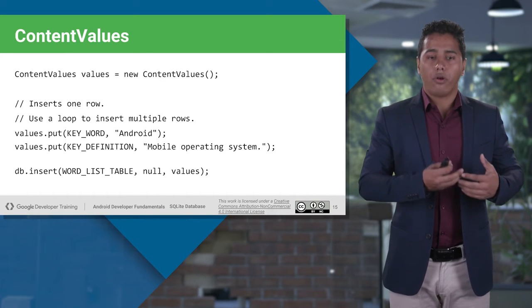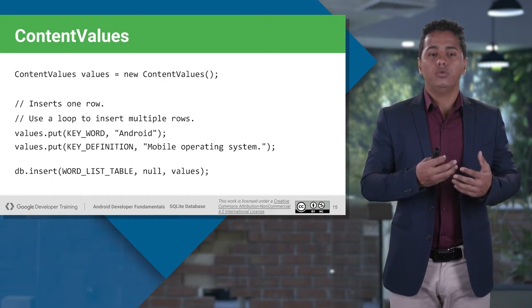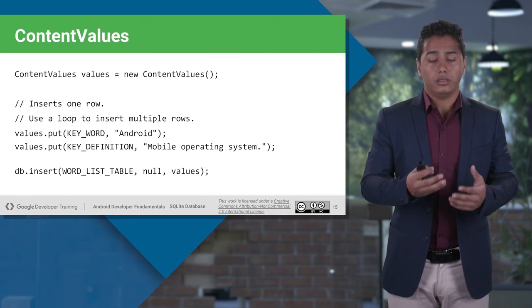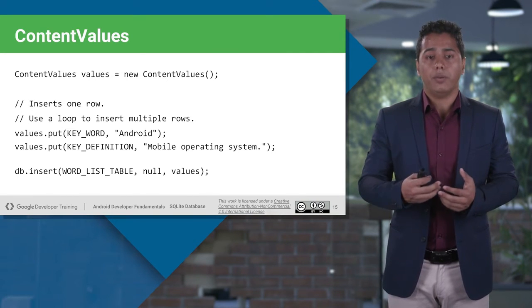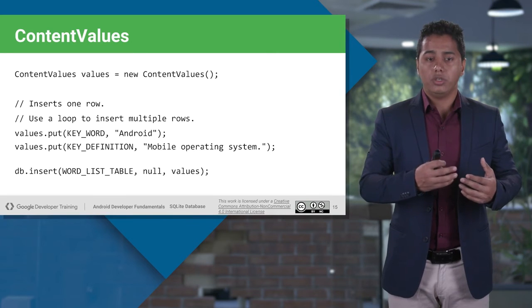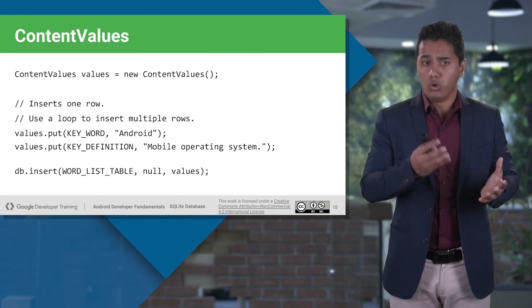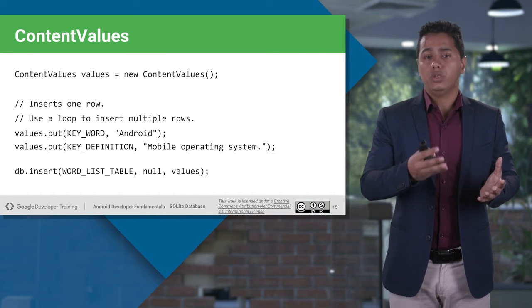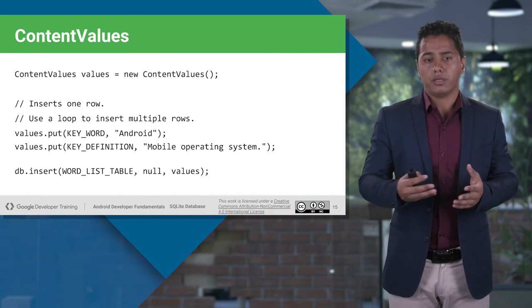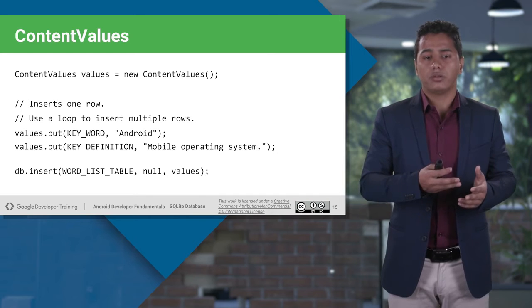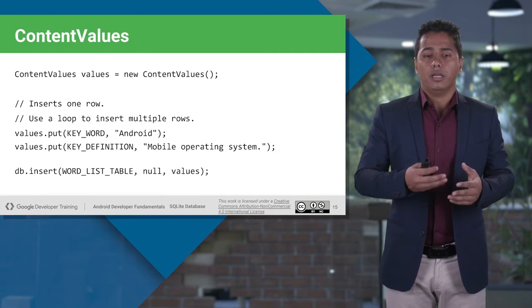At the end, from your database object, you will use the insert method. Again, we will talk about this insert in a bit. You will use db.insert and pass the table name, whatever table you want to update. And then you will pass the values as the third parameter. We'll talk about the second parameter also, that is called null column hack, in a bit.